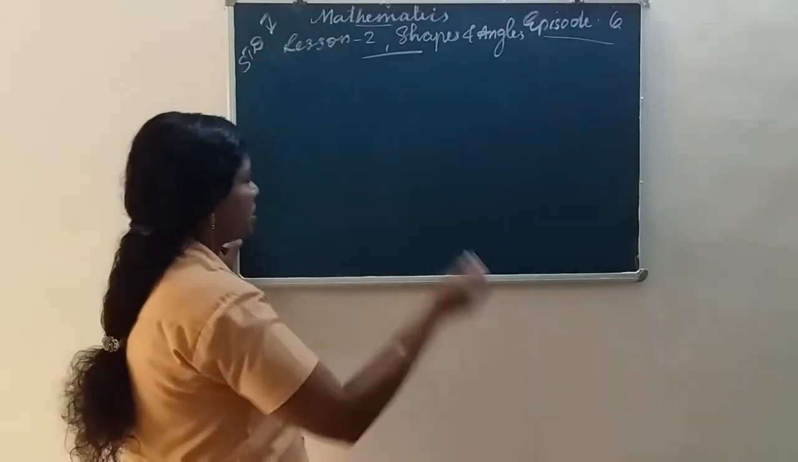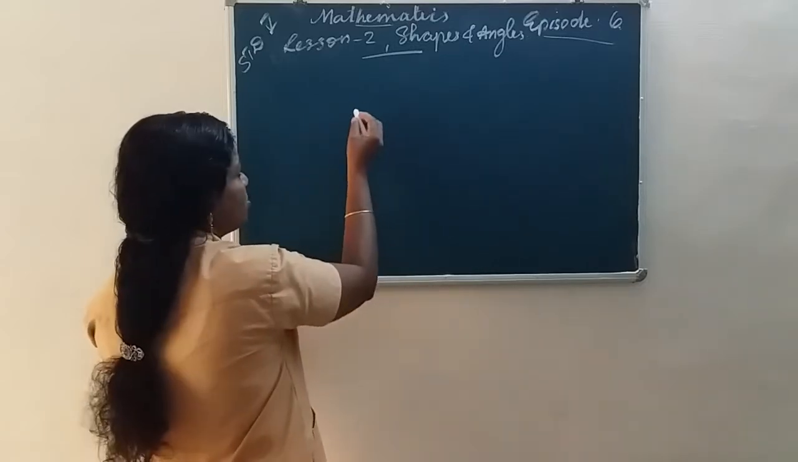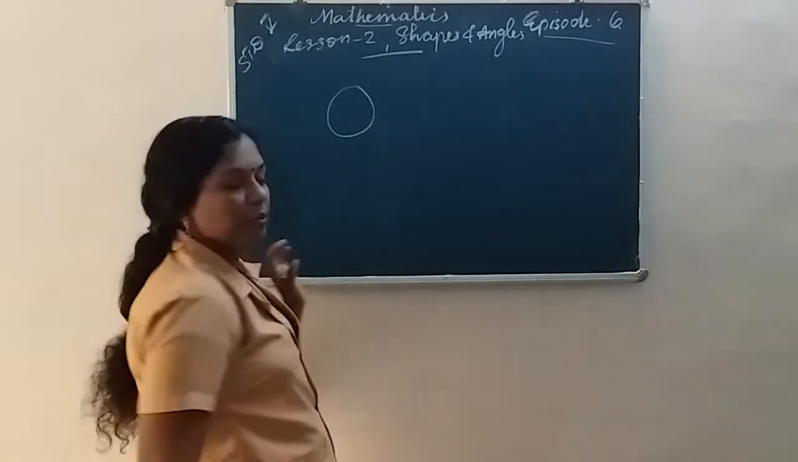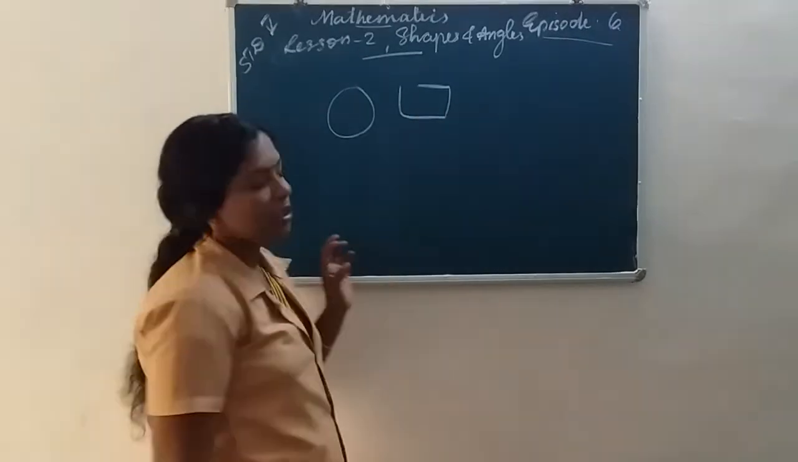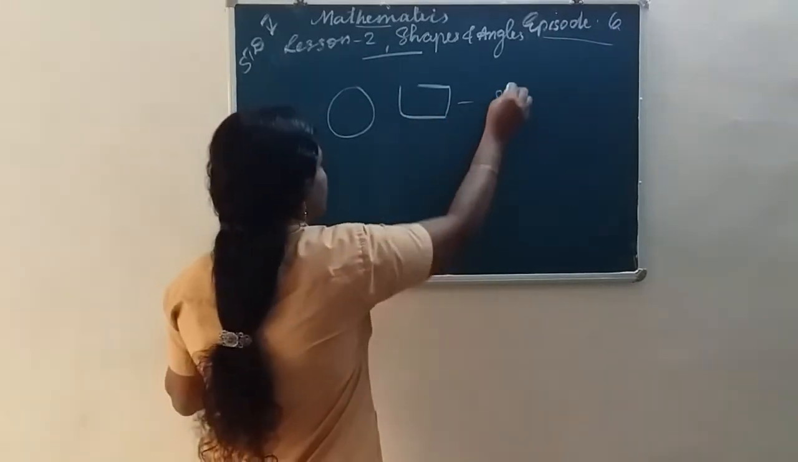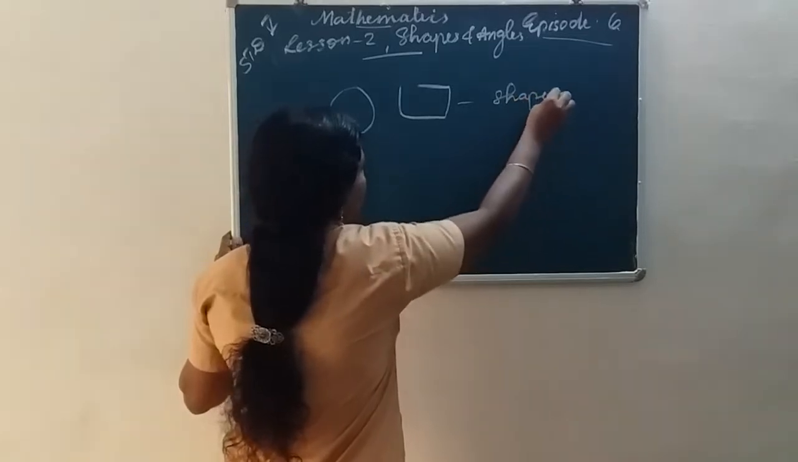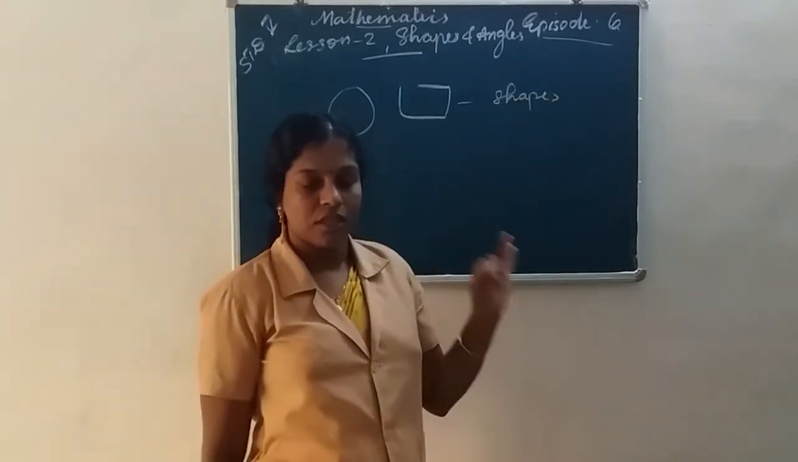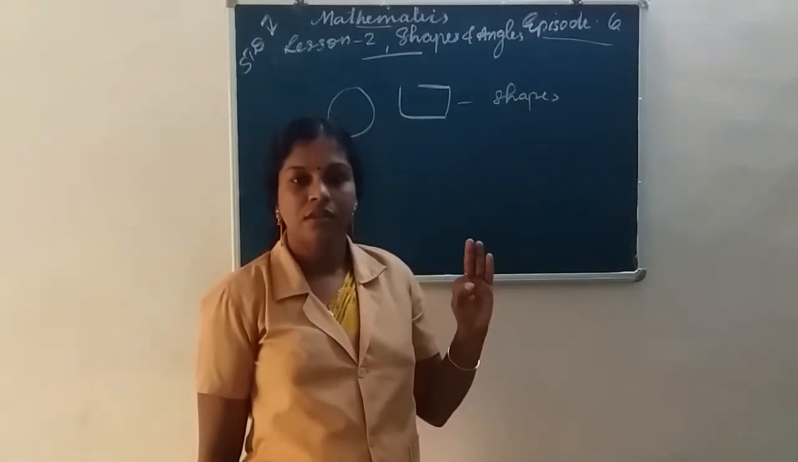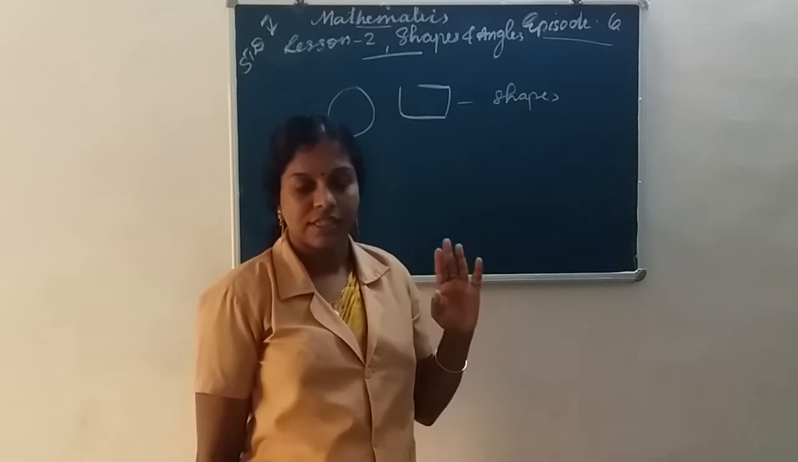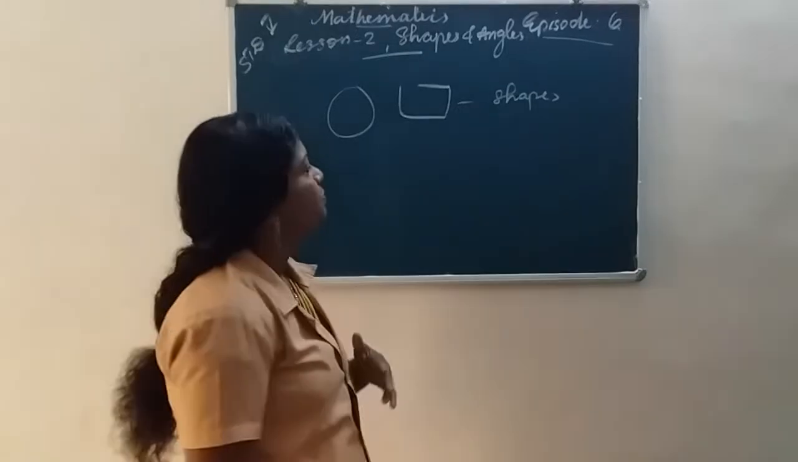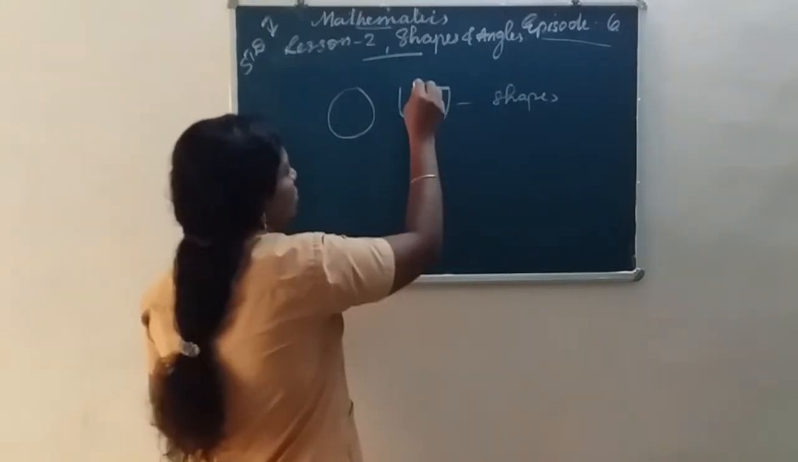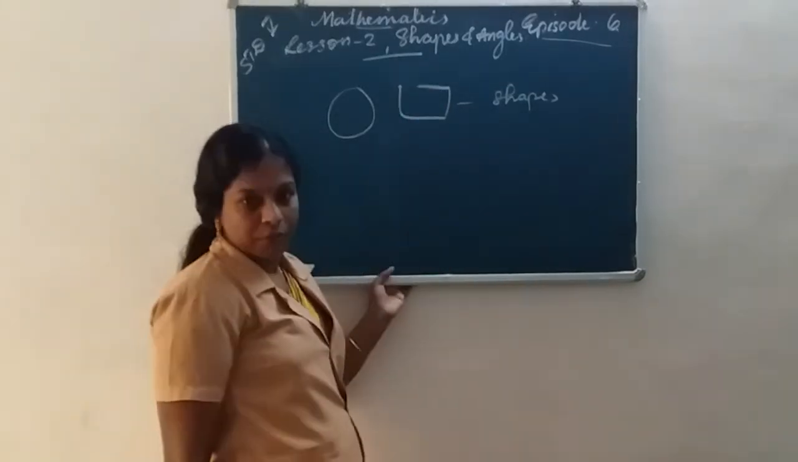Before that, let's just revise shapes. It's a closed shape, it's an open shape, right? Like that. These are shapes. In shapes, there are many types: 3 sides, 4 sides, 5 sides, 6 sides, 7 sides, like that. Many shapes are there. They are closed and they may be open.